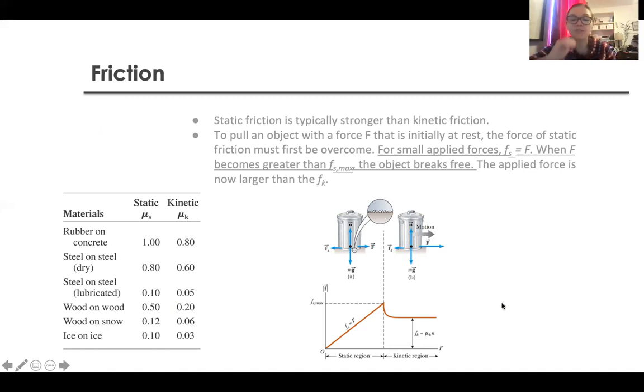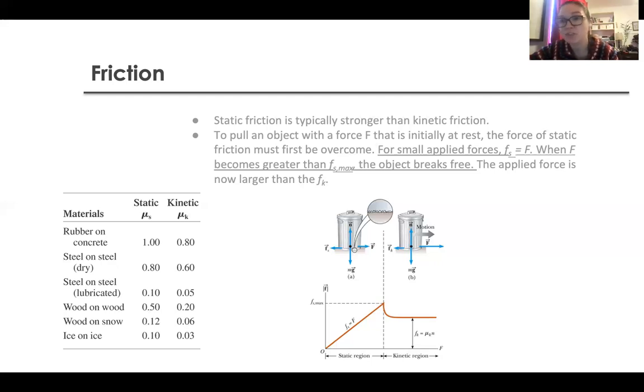Note that the coefficient of static friction is always going to be greater than the coefficient of kinetic friction. So basically this means once you get to this maximum static friction, the frictional force drops to mu k times m. So this shows you why it's easier to keep something moving than to start something moving.